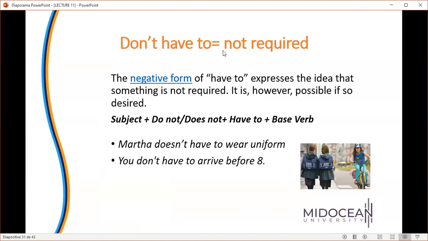The negative form of have to expresses the idea that something is not required. It is, however, possible, if so desired. Here you have subject plus don't or doesn't plus have to plus base verb. Example: Martha doesn't have to wear a uniform. You don't have to arrive before 8.